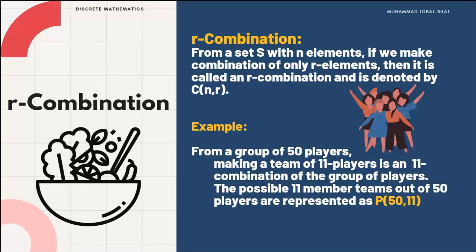Again, if we are given a set with n elements and we take a combination of only R elements, then it is called an R combination and is denoted by C of n comma R. A combination of n elements taken R at a time. So if we are given, for example, 50 players and we want to make a team of 11 players for a cricket team, then taking 11 members out of 50 is a combination problem. So the total number of 11 member teams that can be formed out of 50 players is C of 50 comma 11. I have written P, but it is a combination problem, C of 50 comma 11.